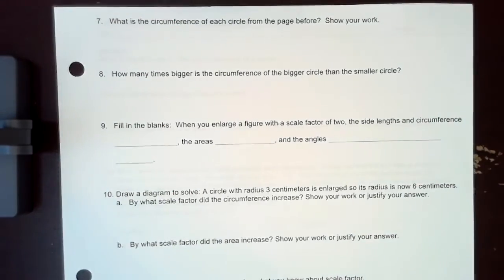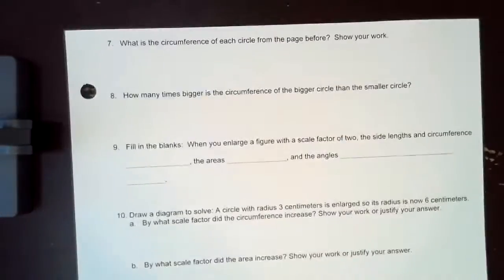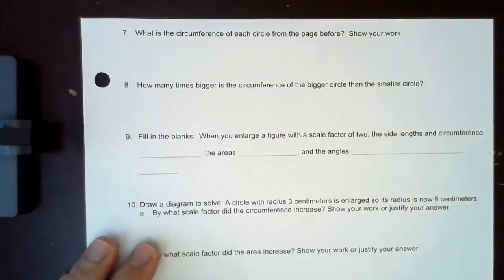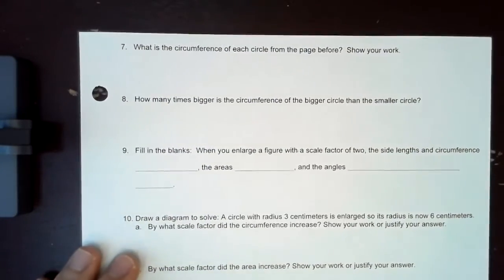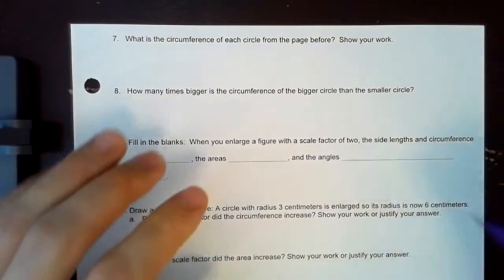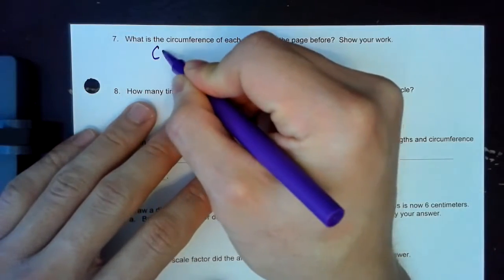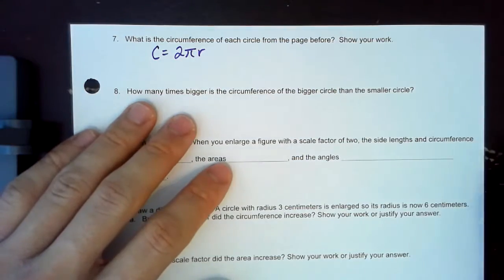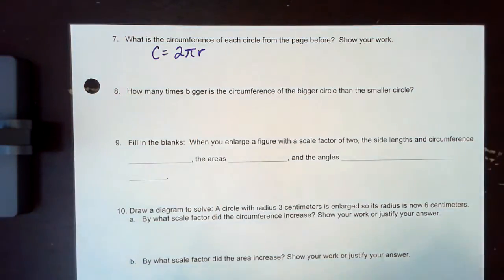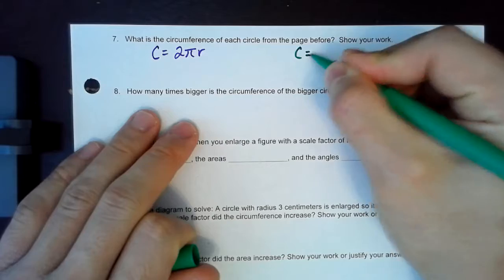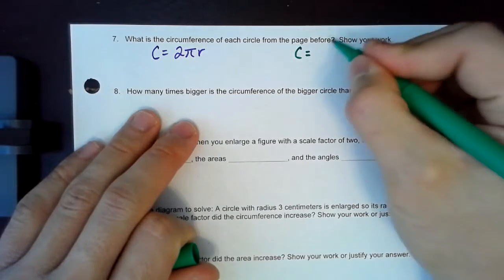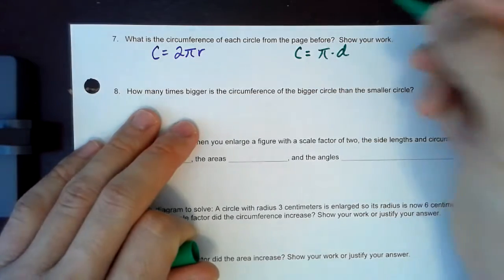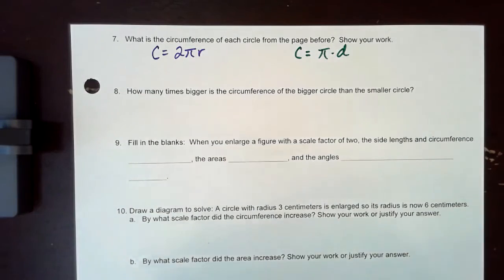Okay, so let's go ahead and finish the rest of this lesson. It says, what is the circumference of each circle from the page before? So first, I always want to write the formula for circumference. We know that circumference is equal to 2 pi r. Sometimes we can also use the alternative formula, which is just pi times diameter. It really just depends on what you're used to using.